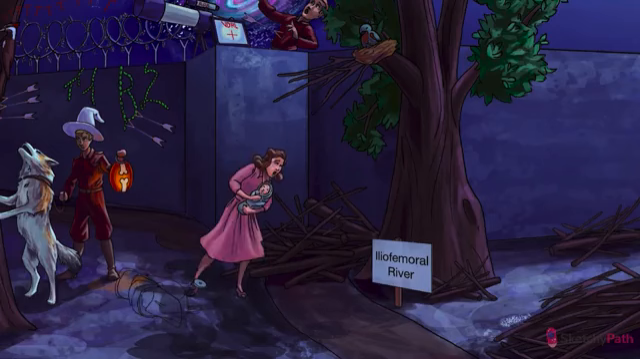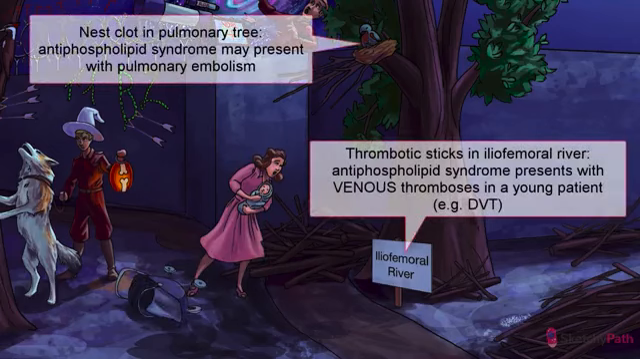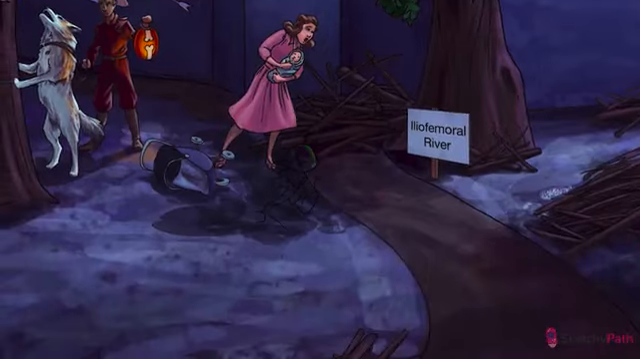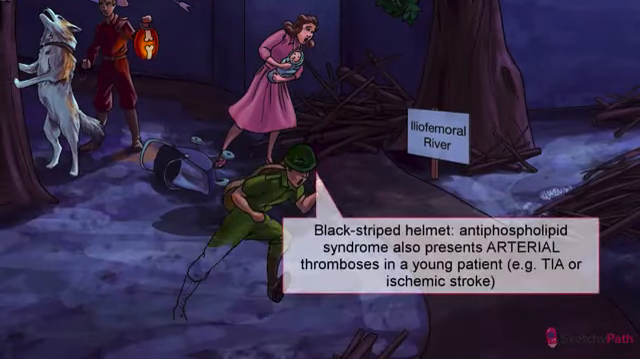factors for hypercoagulability. Venous complications include DVT with or without concomitant pulmonary embolism, as depicted by the mass of thrombotic sticks in the iliofemoral river underneath our recurring symbol for PE. A nest thrombus cutting off circulation in a branch of the pulmonary tree. Arterial complications include TIA and ischemic stroke. Hence the black stroke we've incorporated into the helmet of our next escaping soldier.